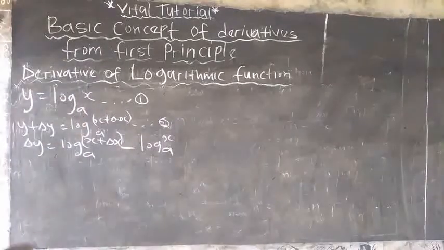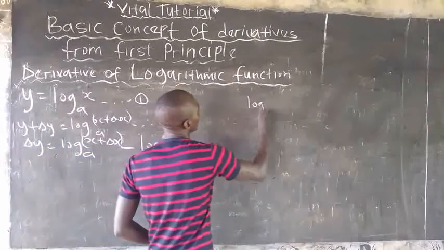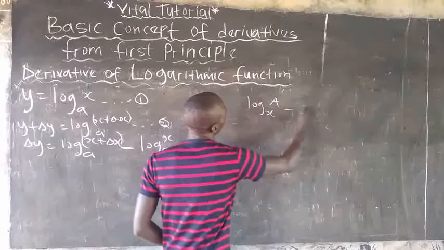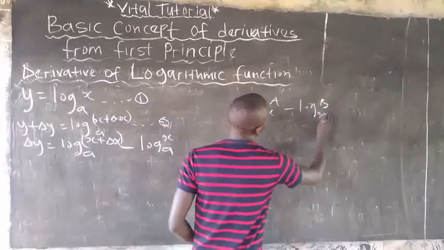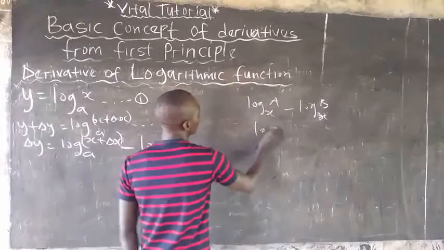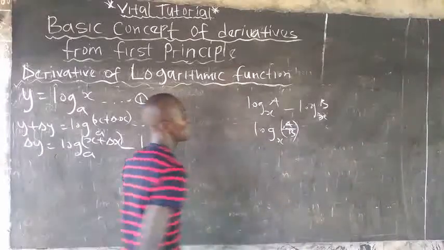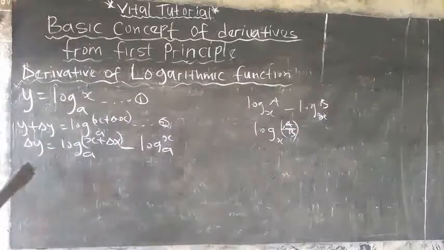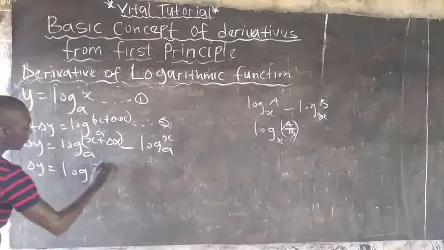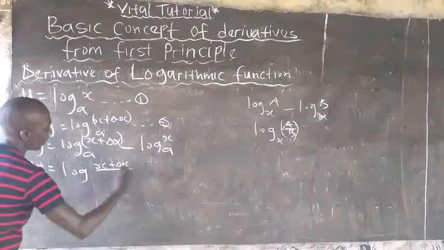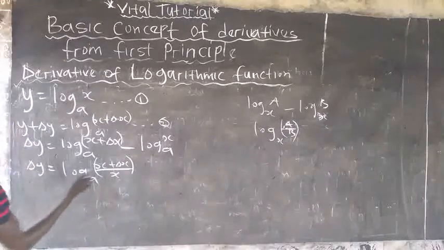Now you know in our logarithm, whenever we have log A base S minus log B base S, it is the same thing as log of A over B base S. So I'll be applying this rule here. It's nothing but change in y equals log of x plus change in x over x, everything to the base of a. Now I want to split this.